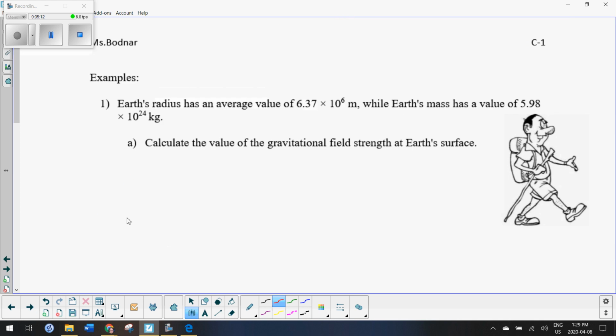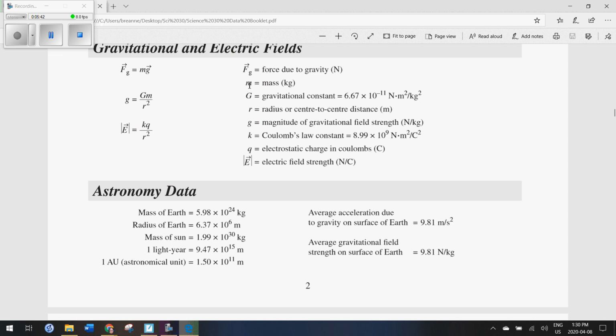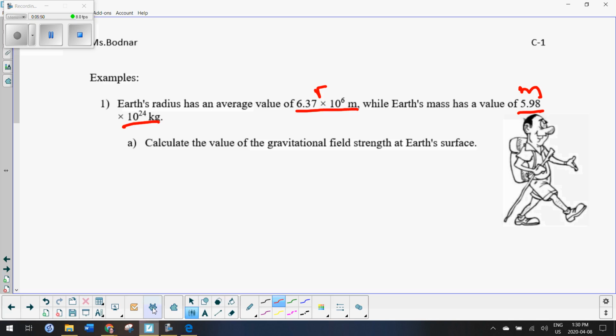Let's do some examples. Earth has an average radius value of 6.37 times 10 to the 6 meters. So this is your r, because it's telling you your radius. Earth's mass has a value of 5.98 times 10 to the 24 kilograms. So this is your mass. We have meters and we have kilograms, so we need to double check if those are the right units. Mass must be in kilograms, we're good. Radius must be in meters, we're good. So we don't have to convert any units, which is awesome.